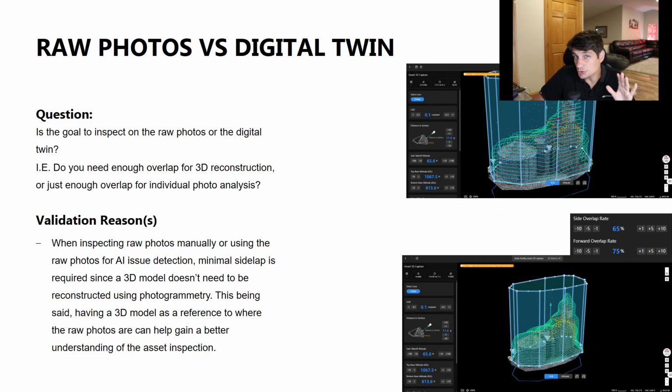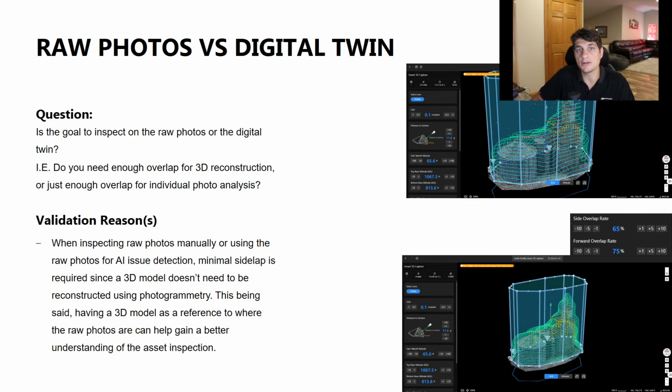Now, even if you capture a bit less overlap, oftentimes you can still get a 3D model from that data set. The 3D model may not look quite as good, but it can at least be a baseline that you can overlay the photos on. If you click on a certain part of the asset, even if the 3D model isn't quite good enough to inspect and make measurements from, you can click on that location, pull up where the raw photos were taken of that part of the 3D model, and then do the live inspection there.